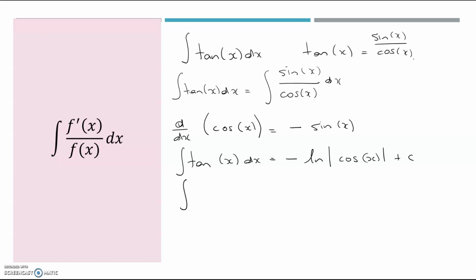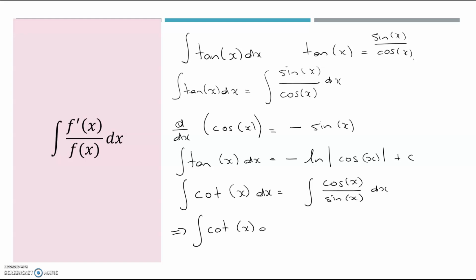Similarly, the integral of cotangent of x is the same as the integral of cosine x over sine x. And checking that out, the numerator is exactly the derivative of the bottom. So we're fine to go and say that the integral of cot x is equal to, straight away, natural log of the denominator.